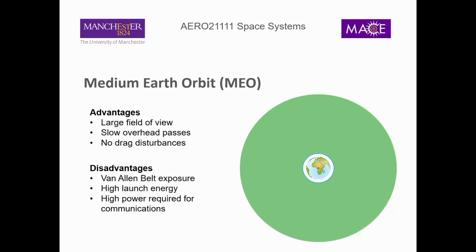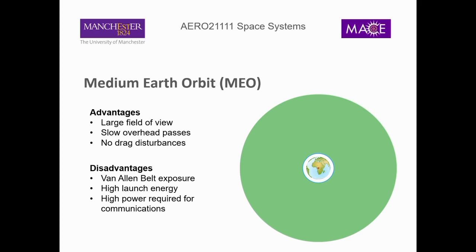So you'll get a bigger field of view. I think that's the only one I haven't seen. Oh no, somebody said it. Larger area for camera, excellent. So you'll get a larger field of view. You're kind of zoomed out, so you can see a larger area of the Earth. You've got those slower passes overhead, so you've got longer to communicate with your satellites, and you've got no drag to deal with. So those are some key advantages.